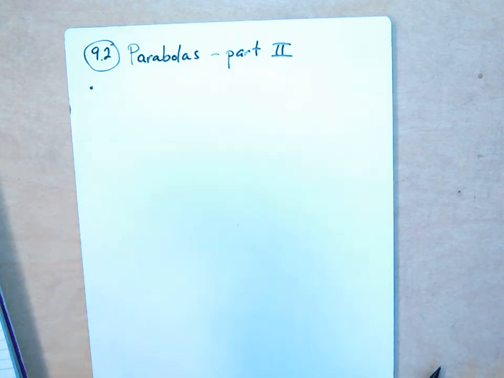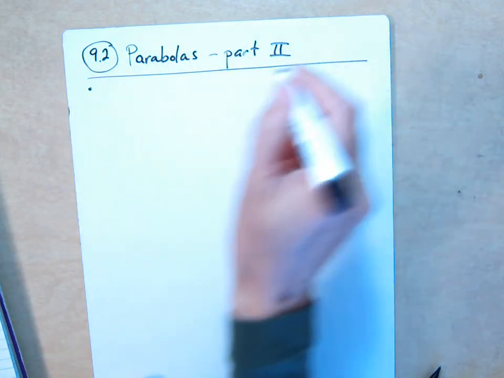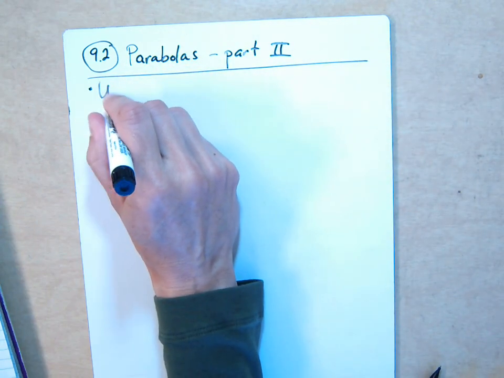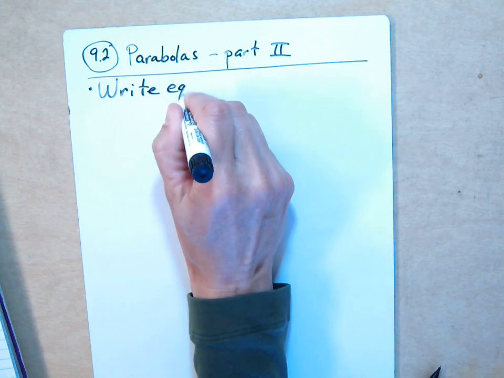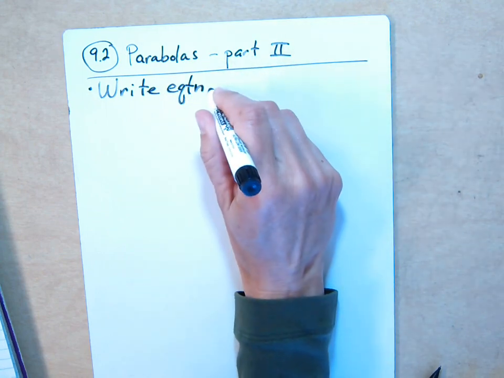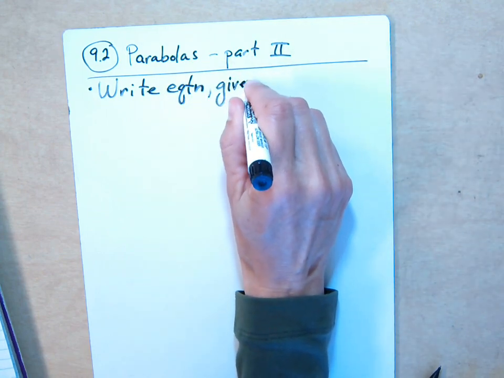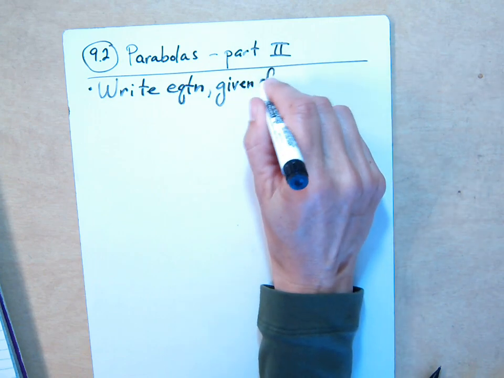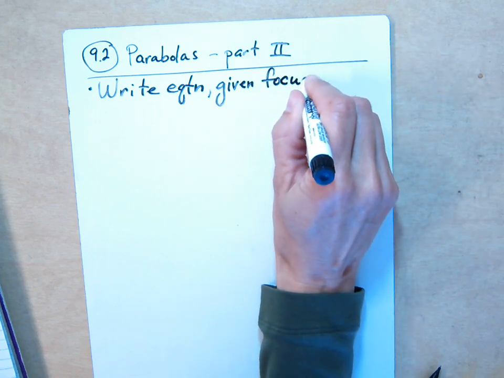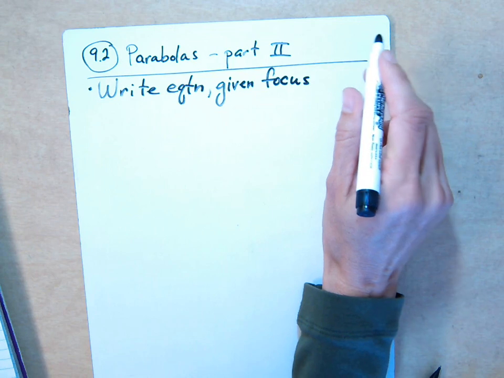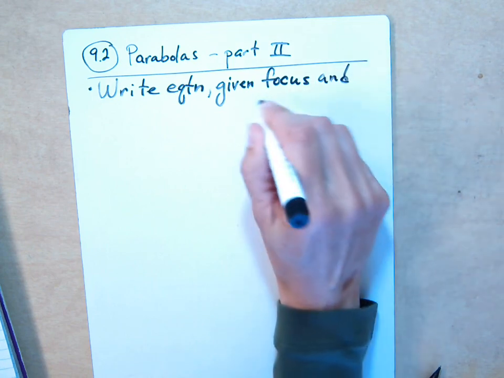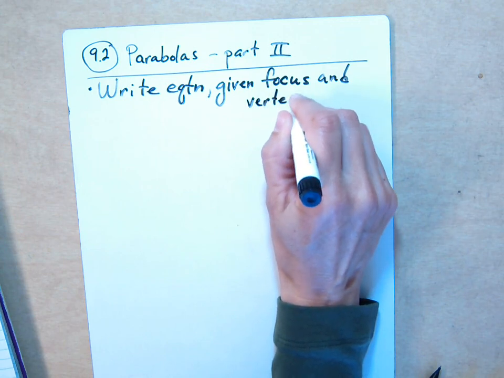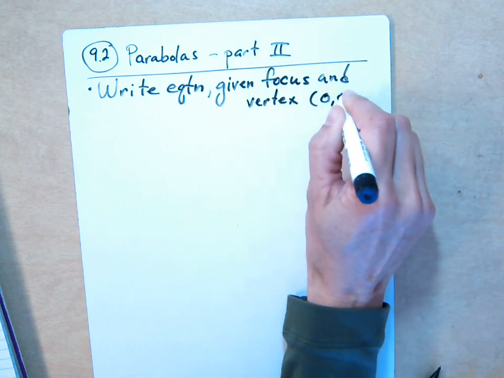9.2 Parabolas Part 2. We're going to use the same formulas we came up with before to write the equation given the focus. And you already know the vertex is, for all these, for today, until Monday, when we start translating them, always 0, 0.